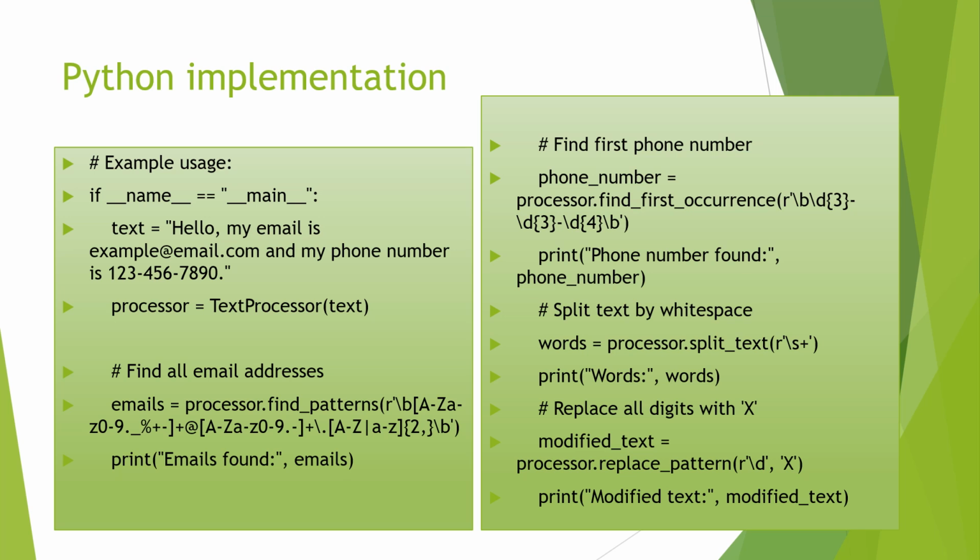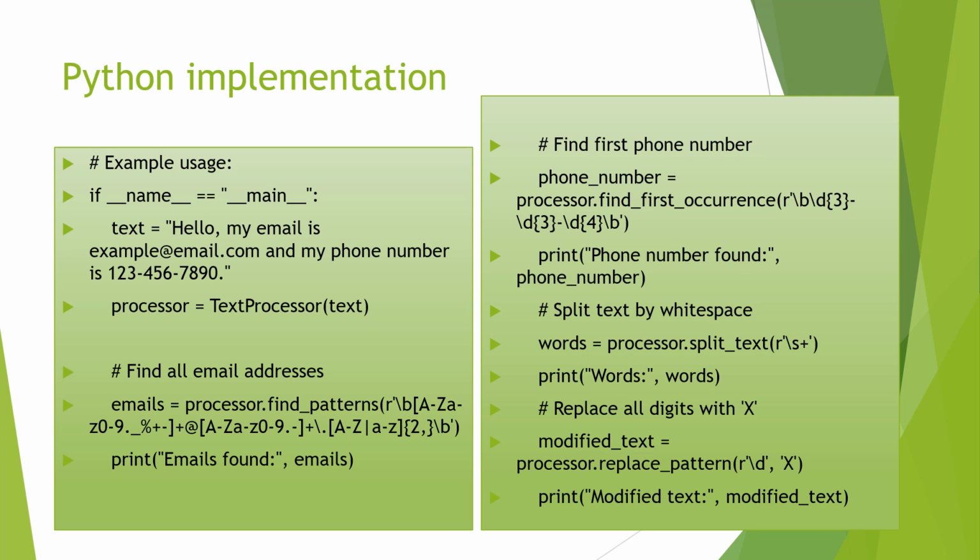Similarly, we have to find the phone number, and here we are checking the first occurrence of the phone number. The phone number is in this format: first 3 digits, hyphen, then 3 digits, then hyphen, then 4 digits. For specifying digits, we use backslash d, and then we specify how many digits there are. So first we have 3, then 3, then 4. Once the phone number is found, we return the first occurrence of it, and then we print that the phone number is found.